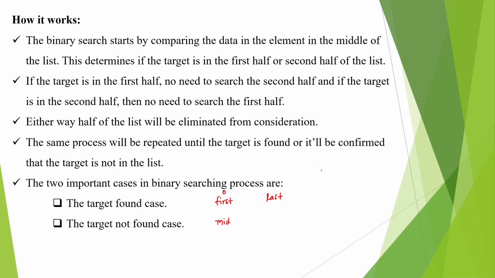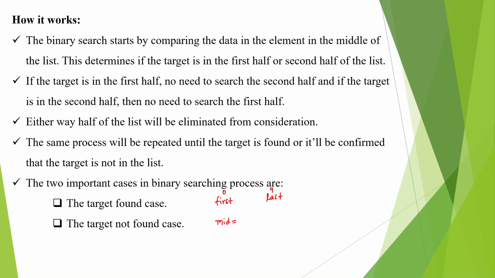Suppose you have 10 items in your list, then the size will become 10, so last will become size minus 1, that is 9. Last is the last index value, and this is the first index value. Based on these two, we calculate mid. How do we calculate mid? A simple formula.